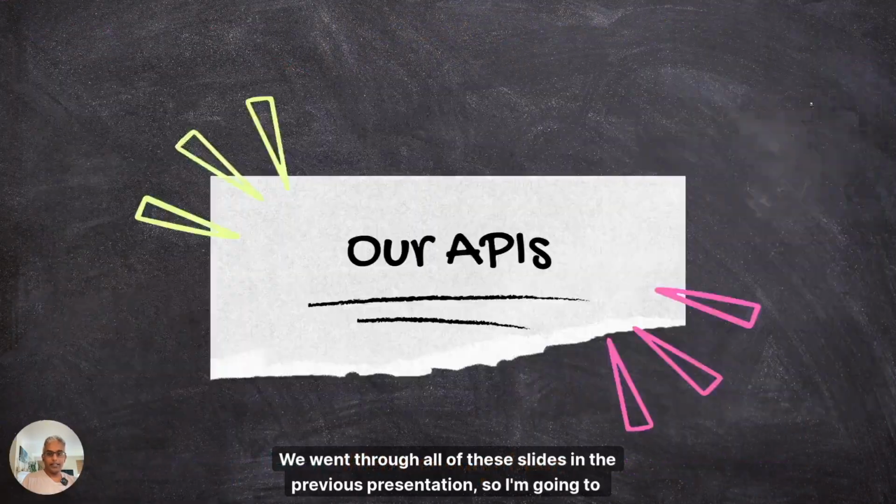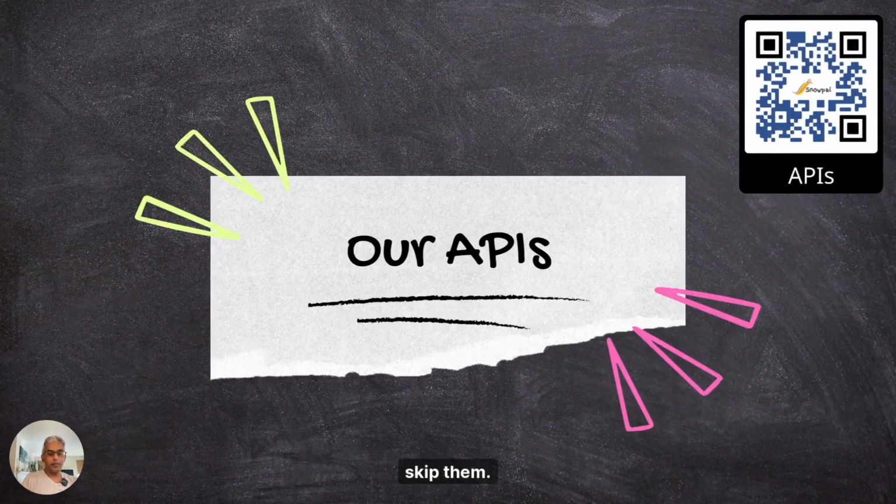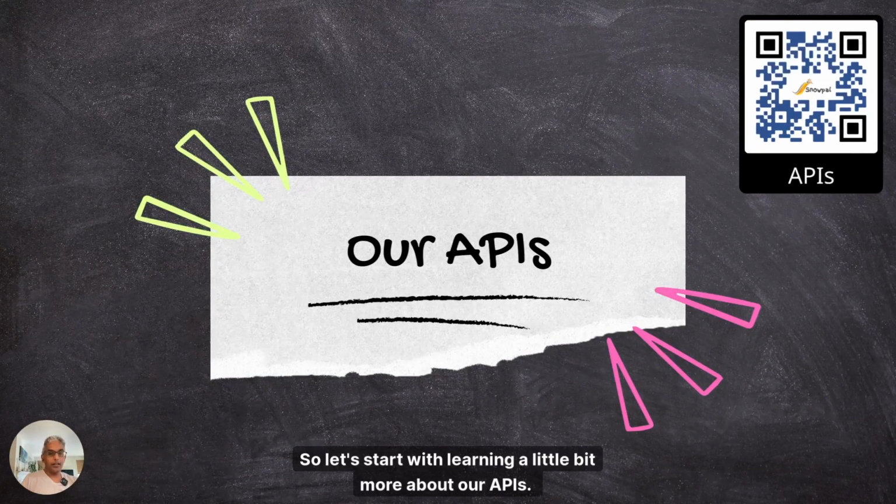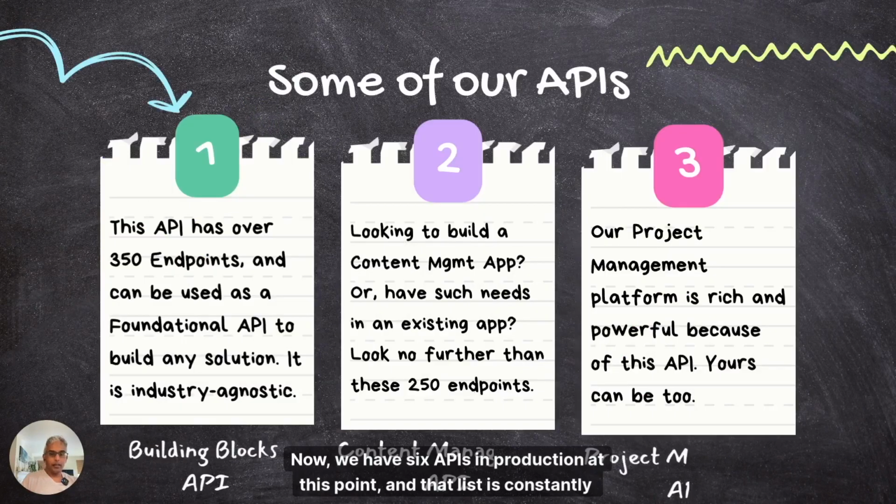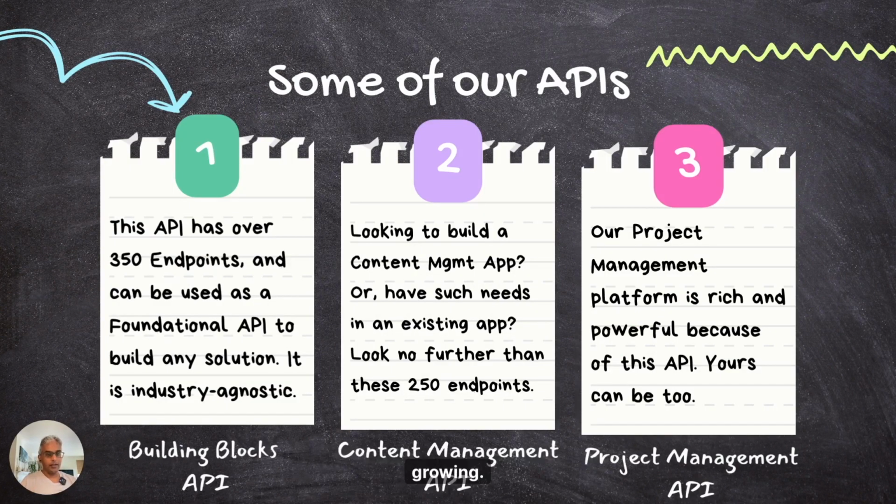We went through all of these slides in the previous presentation, so I'm going to skip them. So let's start with learning a little bit more about our APIs. Now we have 6 APIs in production at this point, and that list is constantly growing. So let's take a look at each of them at a high level, right?